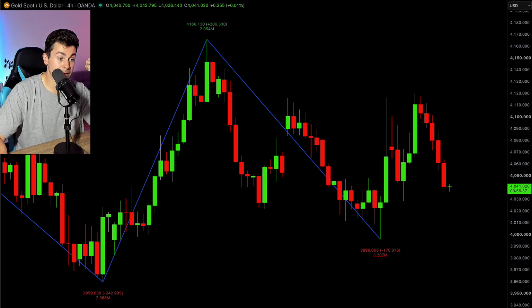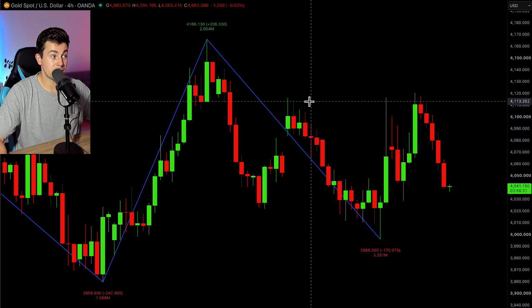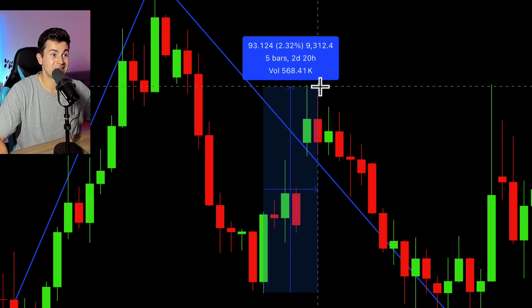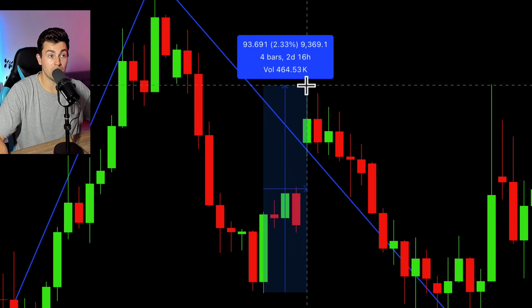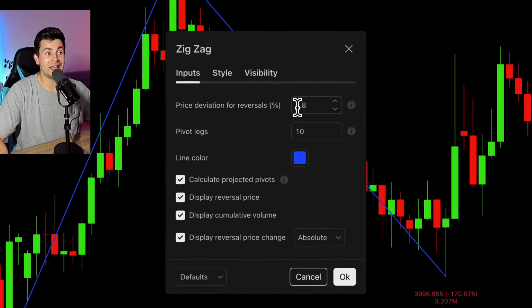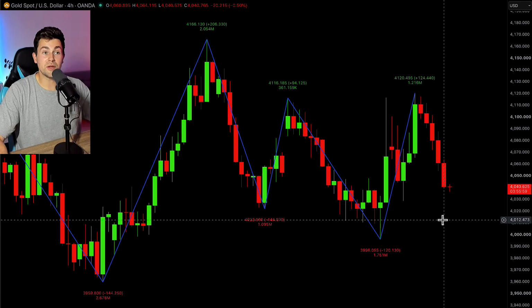In our case, let's take the price movement here. We need to measure that movement. Let's take measurement tool on TradingView and measure its length from its low to its high. As you can see, it is 2.33%. So we need to open zigzag settings, and in price deviation for reversals, let's input 2.3 and click OK. Now, as you can see, the indicators start recognizing the price movement that we spotted.